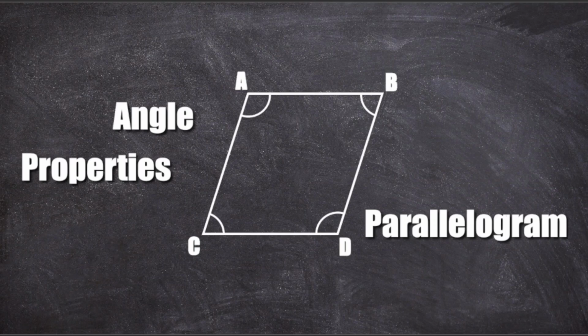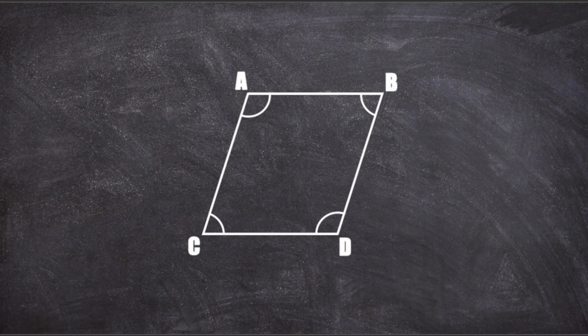This lesson, we're going to be looking at the angle properties of a parallelogram. There are two properties that you should know. The first one is that opposite angles have the same size. This means that in the example, the top left and the bottom right, A and D, are equal. It also means the bottom left and the top right are equal, so C and B are equal.